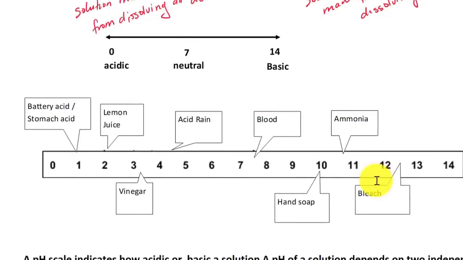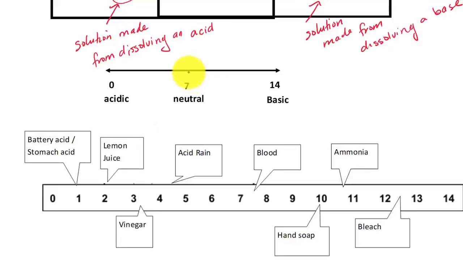Now let's look at the pH scale. Why do we care about the number 7 so much? Because this number 7 right here represents a neutral value. Basically, the amount of acid and the amount of base are equal to each other. So that 7 is right in the middle. For example, a common substance that has a pH of 7 is pure water.